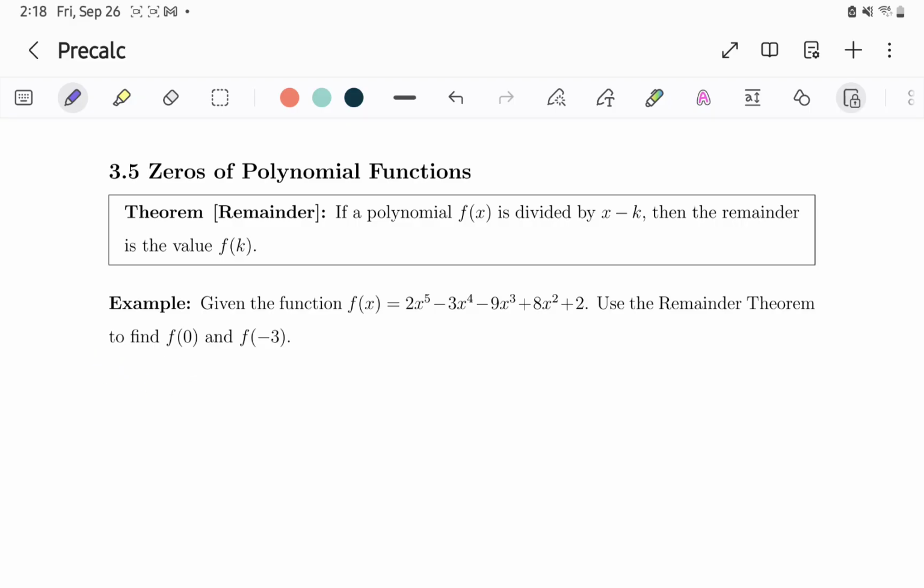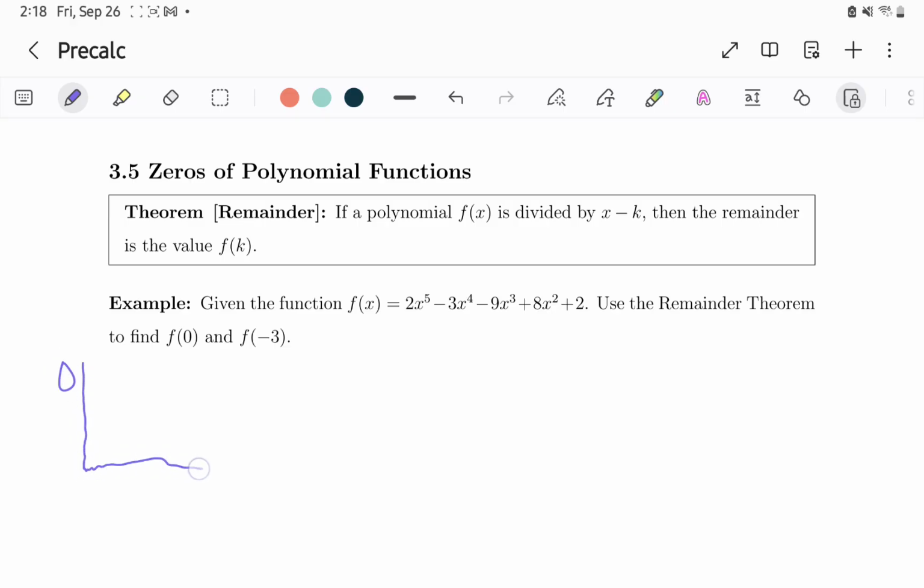All right. So to evaluate f of 0, we want to divide f of x by x minus 0, or x plus or minus 0. It doesn't really matter about the sign here because we're dealing with 0. So minus 0 is the same as 0. They're both just 0. So we will write 0 for our divisor. So let's go ahead and set up the synthetic division.